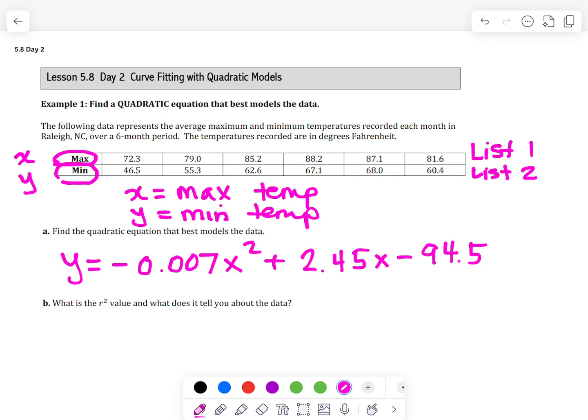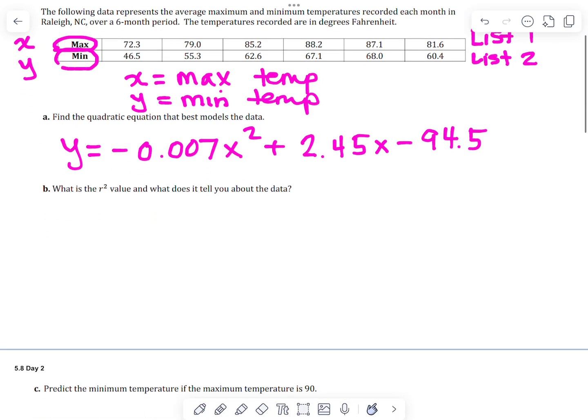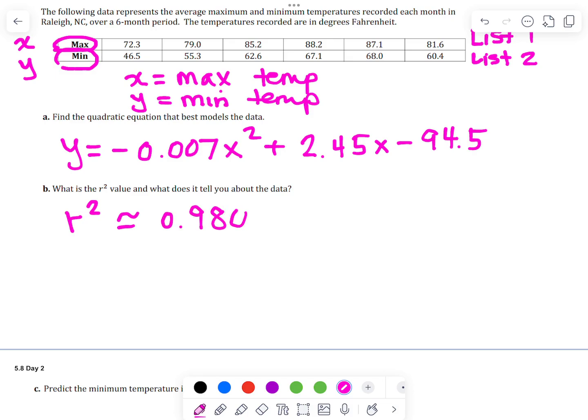By the way, how to enter all of this into the graphing calculator will be done in a separate video. So now we've created our function, and we're going to identify the r squared. That comes from the graphing calculator. So r squared, our coefficient of determination, is approximately 0.98, which is very close to 1. We want it to be close to 1.